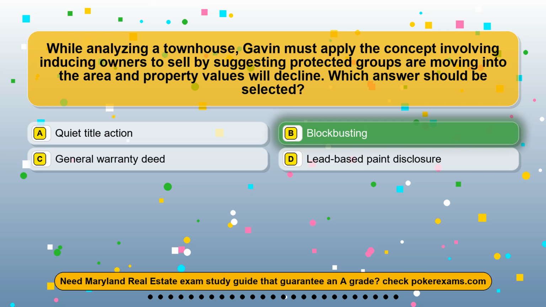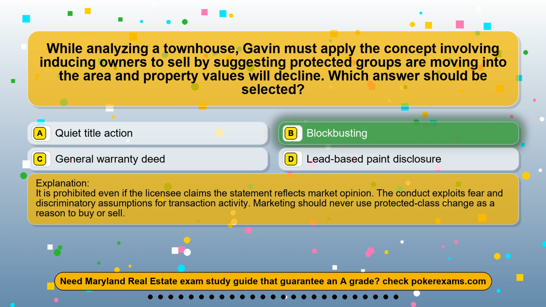The correct answer is option B, blockbusting. It is prohibited even if the licensee claims the statement reflects market opinion. The conduct exploits fear and discriminatory assumptions for transaction activity. Marketing should never use protected-class change as a reason to buy or sell.